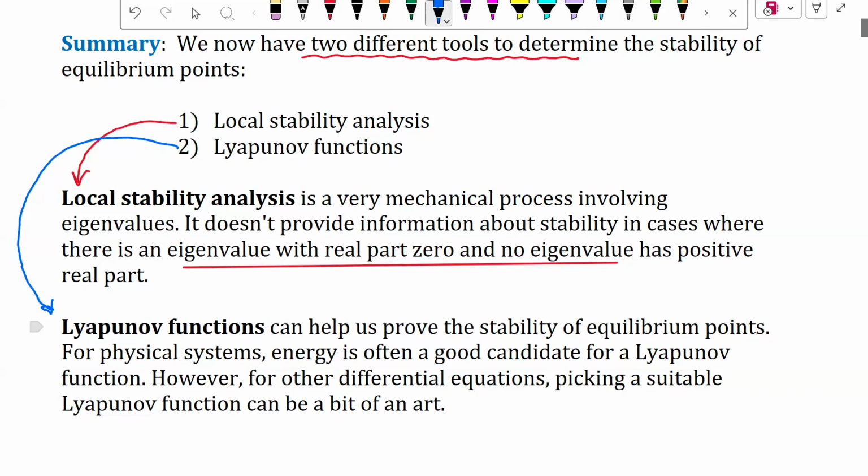And as we discussed, energy is often a good candidate for choosing a Lyapunov function, but we will also discuss other ways of choosing it after we've practiced using these Lyapunov functions for a little bit.